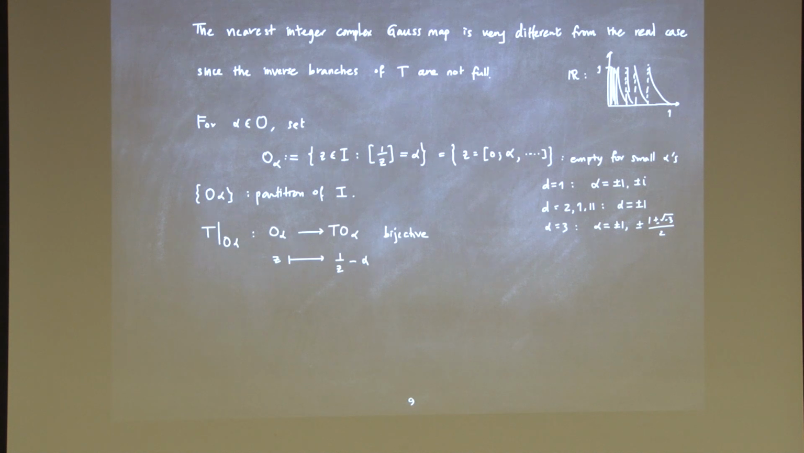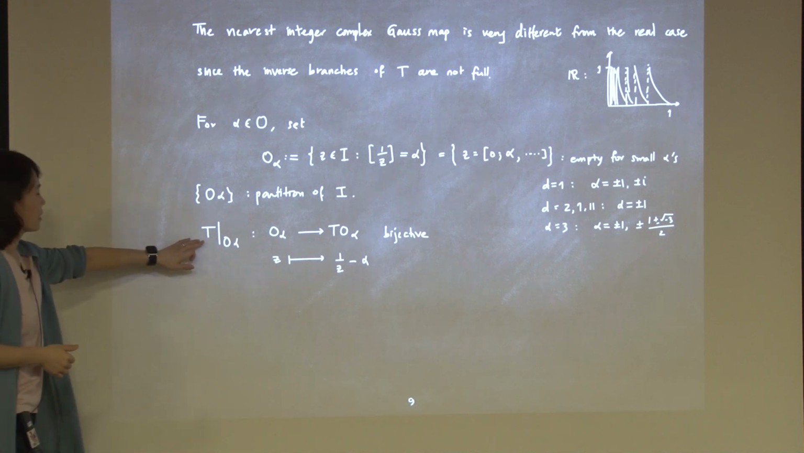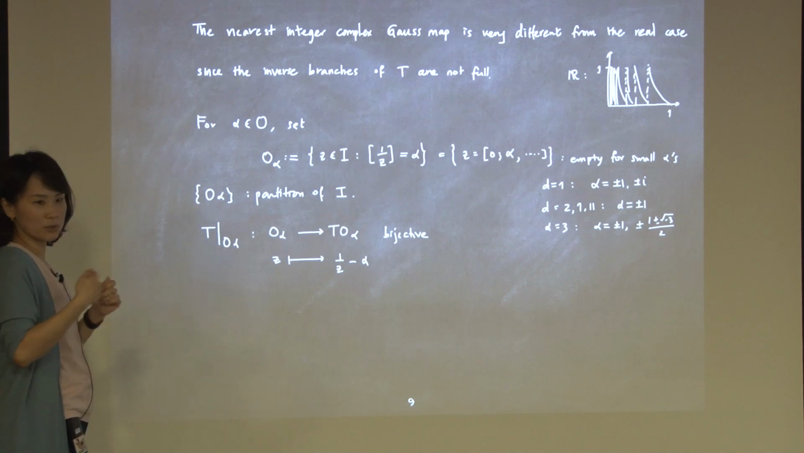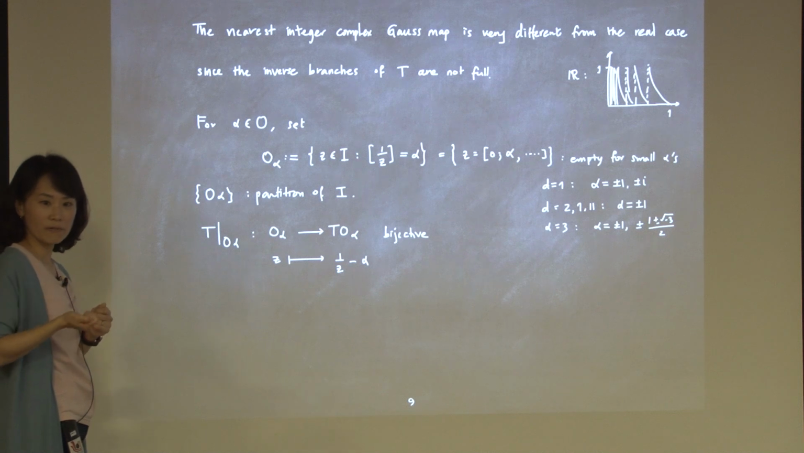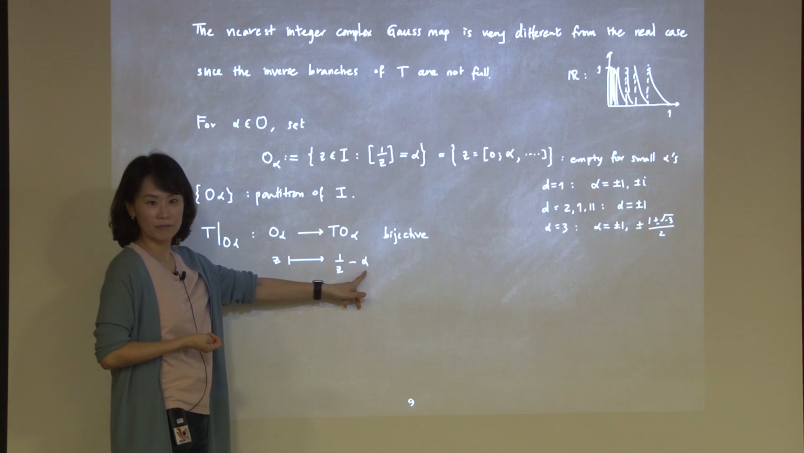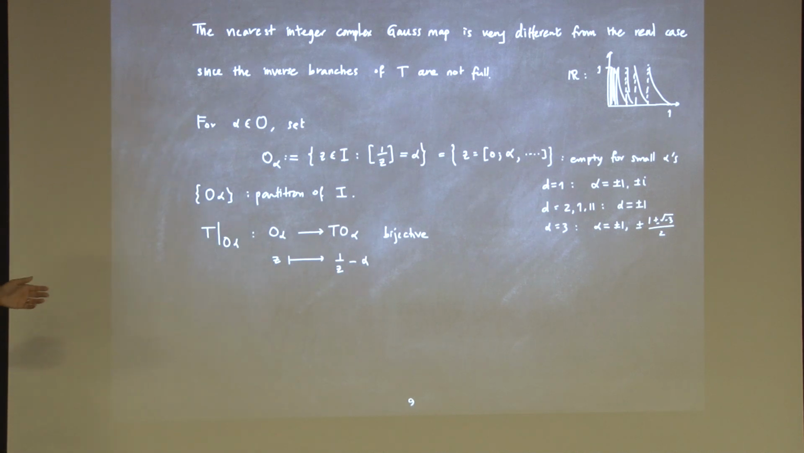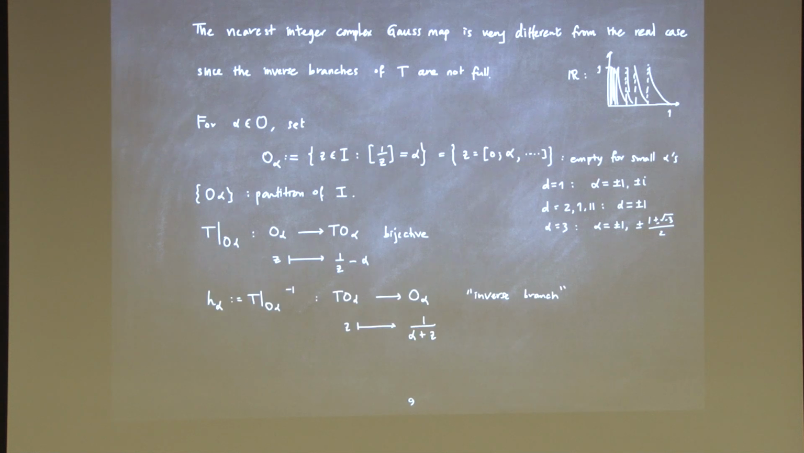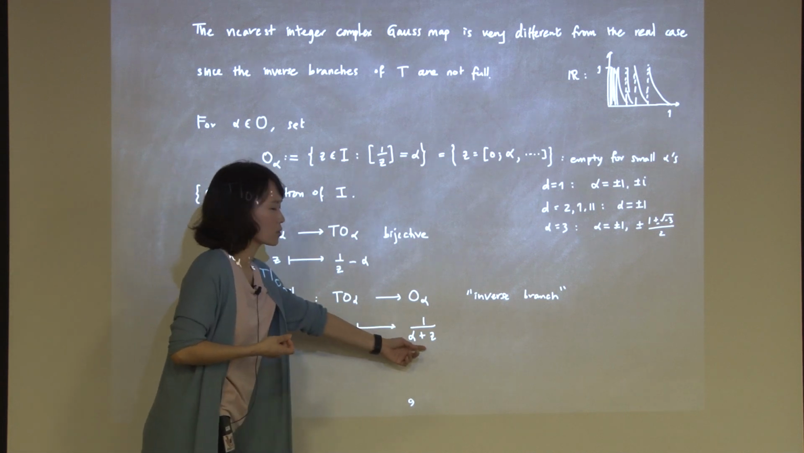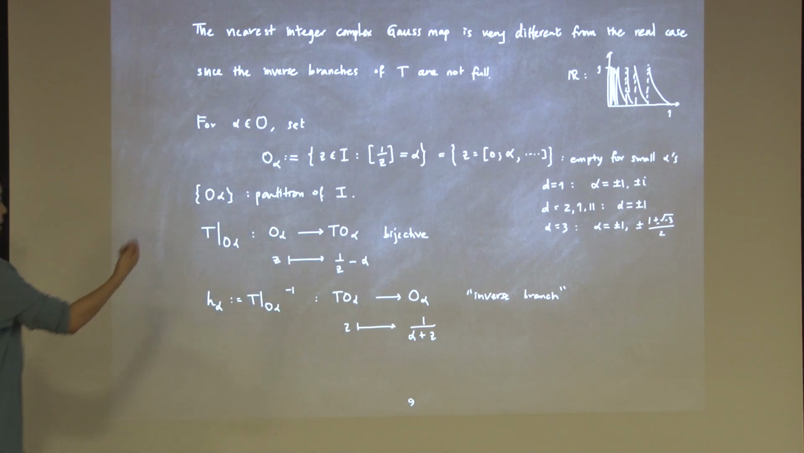Now we can look at the Gauss map restricted to O alpha. On this O alpha we know what to do, because we know it starts with alpha: z is sent to 1 over z minus the integer part, which is alpha, so it's 1 over z minus alpha. When restricted to O alpha, we have bijective maps, for each alpha for which O alpha is not empty. Now we can talk about the inverse branch of O alpha, and we know exactly what to do: if you're given z, we send it to 1 over alpha plus z.